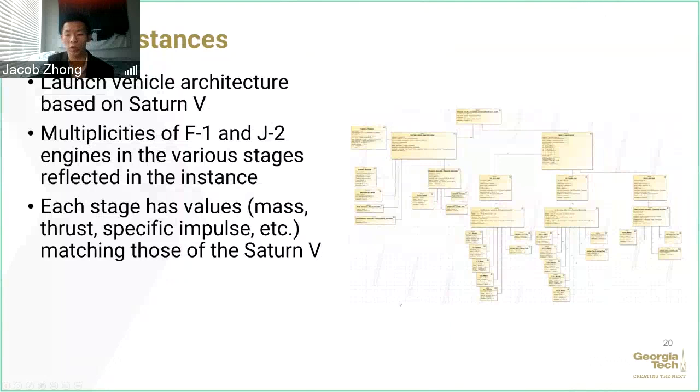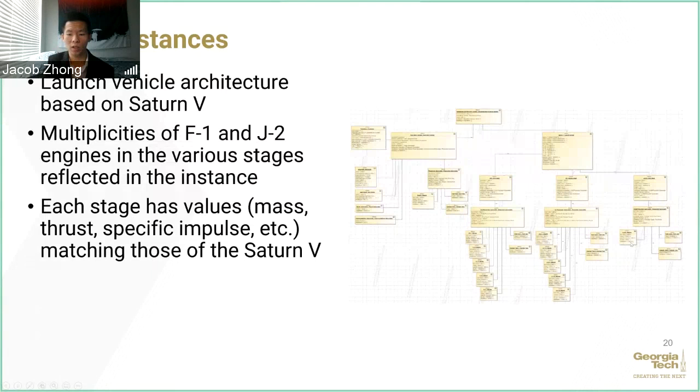This over here on the right is the instance diagram for the entire system. In this solved instance, the configuration of the launch vehicle was modeled after the Saturn V launch vehicle. You can see on the bottom, within each propulsion subsystem for the launch vehicle stages, for example, the first stage is the one on the left. There are five F1 engines. On the second stage, there are five J2 engines. And on the right, for the third stage, there's one J2 engine as well.